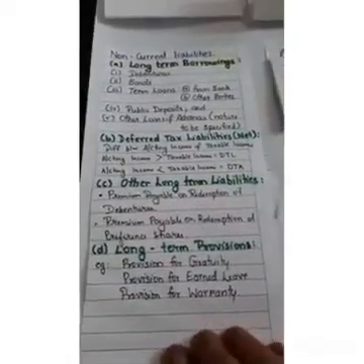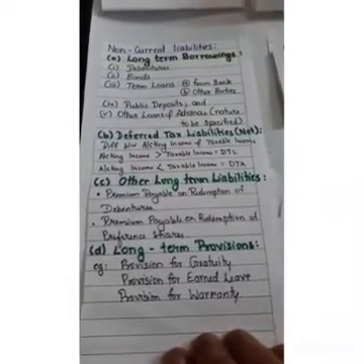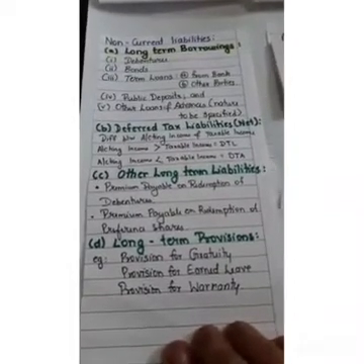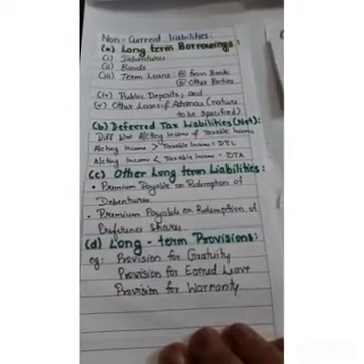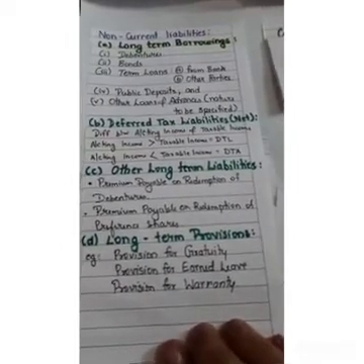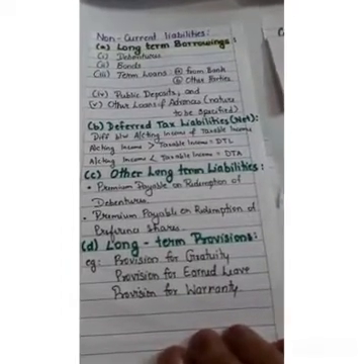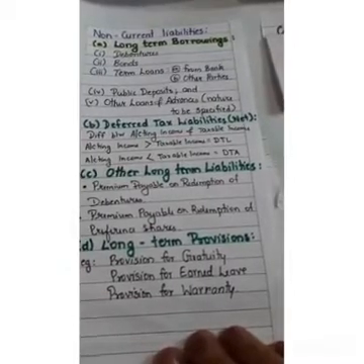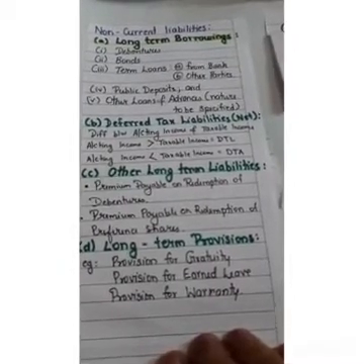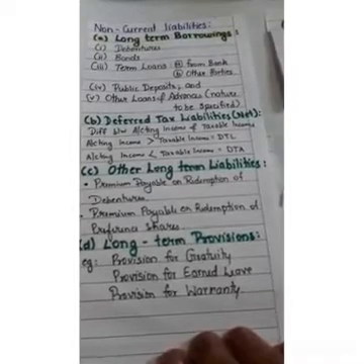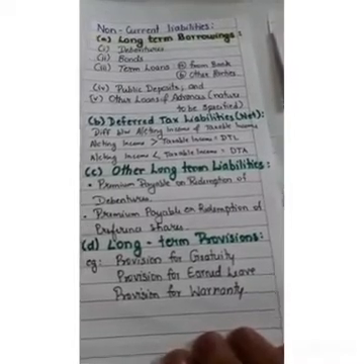Next item is non-current liability. They are also subclassified as long-term borrowings, deferred tax liabilities, other long-term liabilities, and long-term provisions. Some of the examples of long-term borrowings are debentures, bonds, term loans, public deposits, and loans and advances. You can see the examples for other long-term liabilities and long-term provisions also.